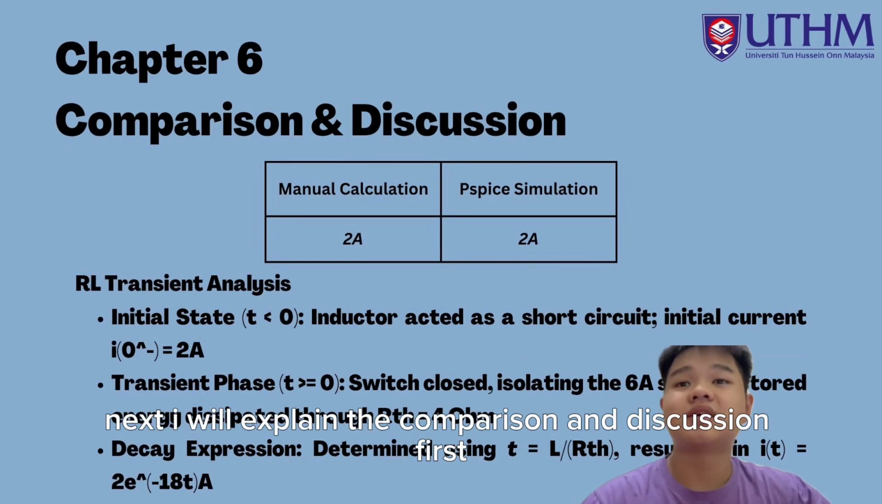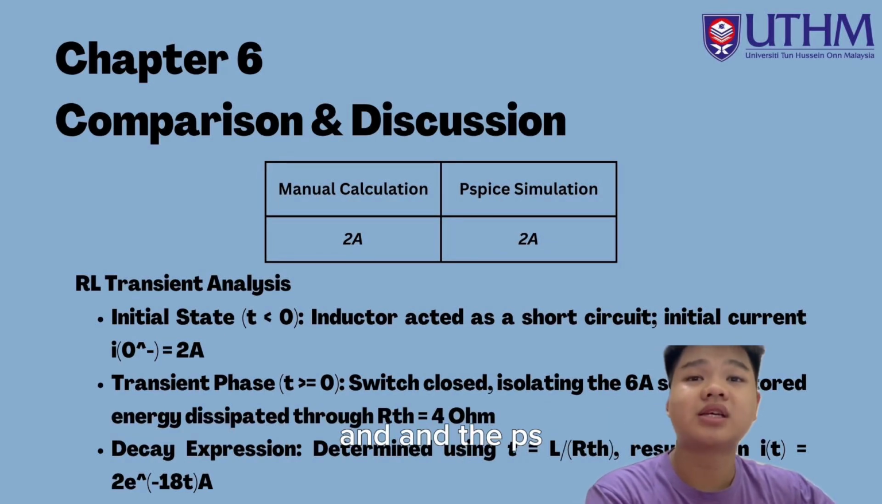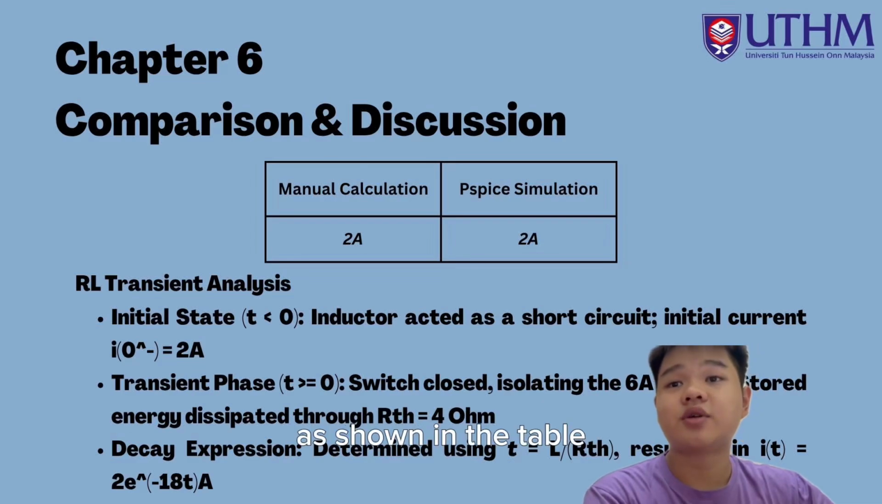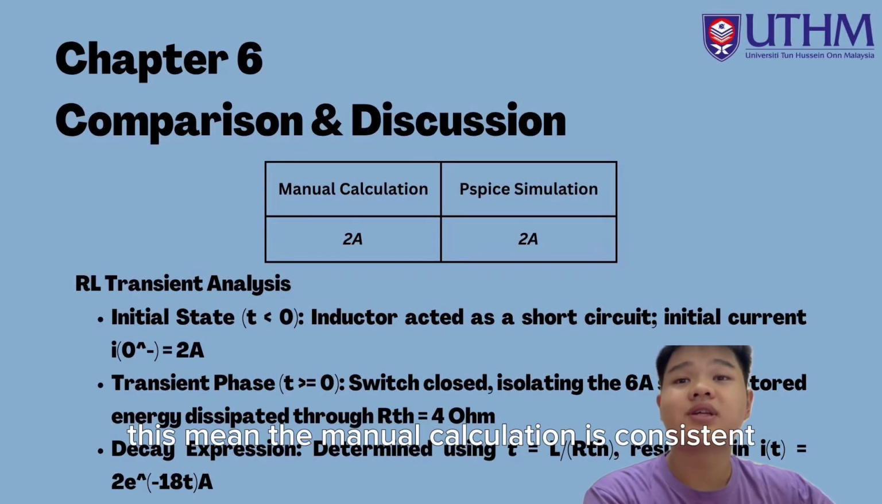Next, I will explain the comparison and discussion. First, we compare the results from the manual calculation and the PSpice simulation. As shown in the table, both methods produce the same initial current of 2 amperes. This means the manual calculation is consistent with the simulation result.